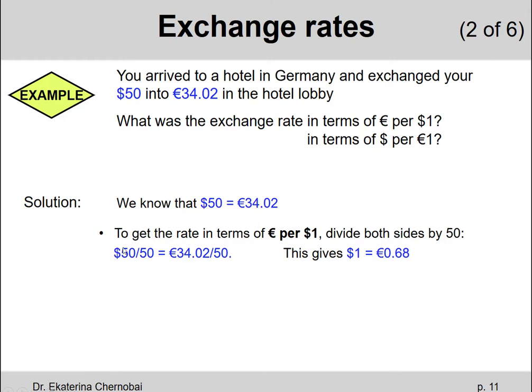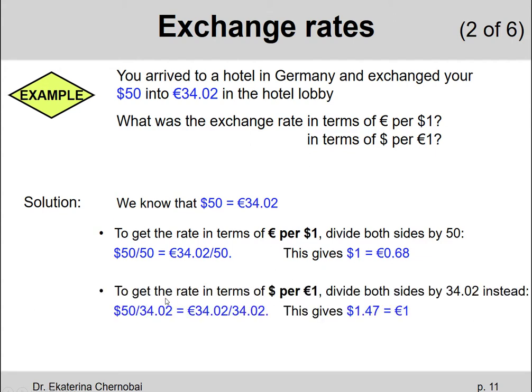And we get $50 divided by 50 on the left-hand side. And on the right-hand side, we have 34.02 of a euro divided by 50. When you simplify it, you get $1 on the left-hand side equals 0.68 of a euro on the right-hand side. This is the exchange rate between the dollar and the euro expressed in terms of euros per $1. But there is always another way, right? And that's the second part of our question. Let's express the exchange rate in terms of dollars per 1 euro.